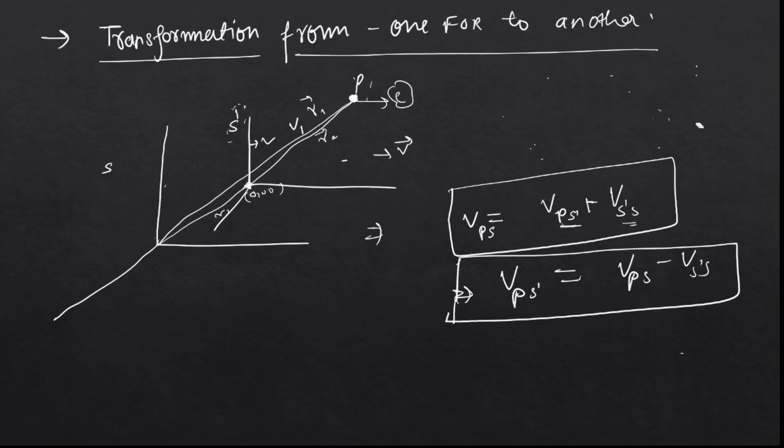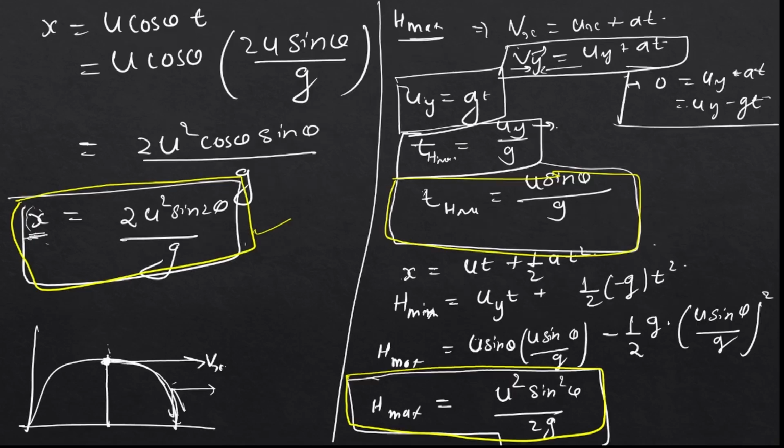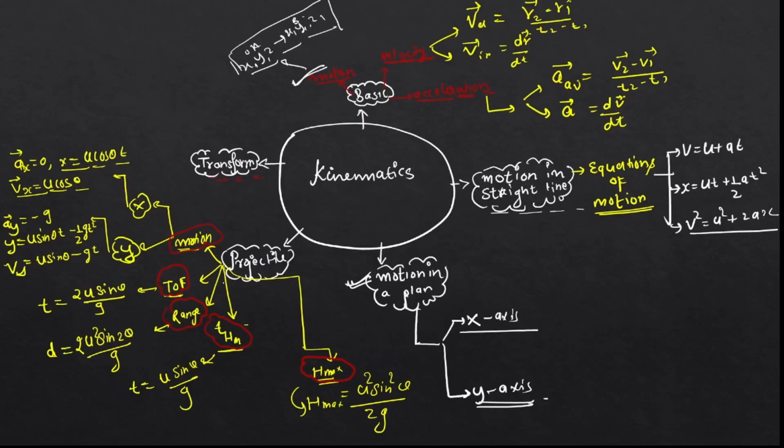So this was only the theory part of kinematics, and more or less in most courses only this much theory is taught. And now we will move to question solving, which is a very important part of this video. So what was the transformation equation? The velocity of a particle in any rest frame was equal to the velocity of the particle in the moving frame plus the velocity of that moving frame in the stationary frame. So this was the whole theory part that has been covered.